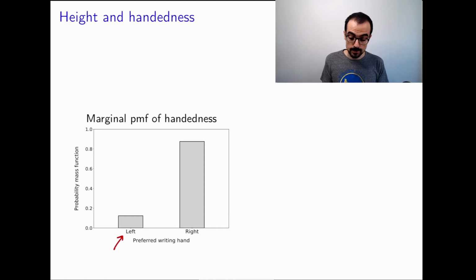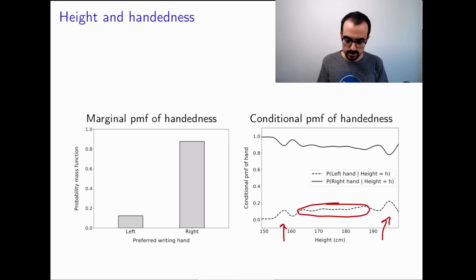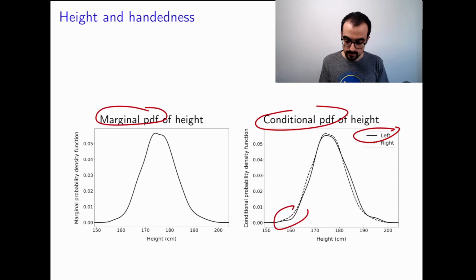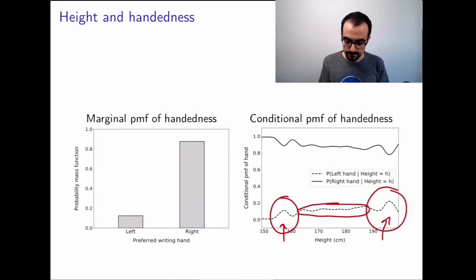Okay, so now we can compute the conditional probability of being left or right-handed given height. And what we see is that it's almost constant over here, and it's a little bit noisy here and here, which again is normal, right? Because when we compute this, we use data from a very, very small number of people, so that's why it's pretty noisy. In general, what we see is that the probability of being right or left-handed is almost constant and equal to the marginal.